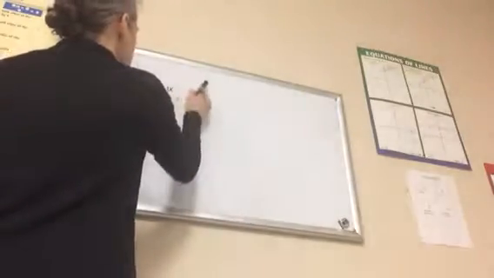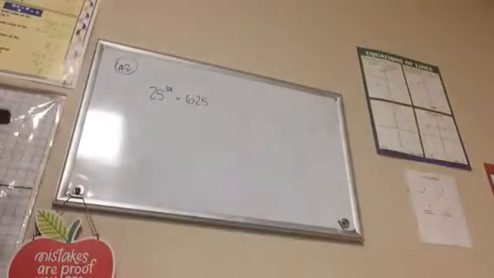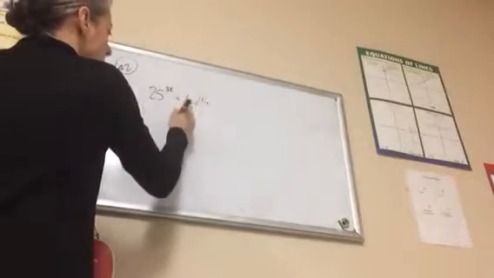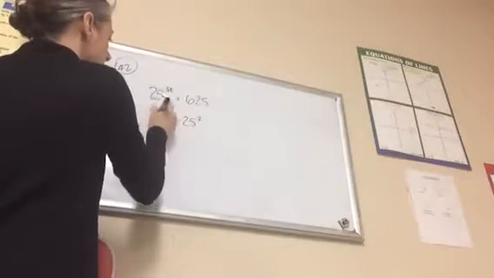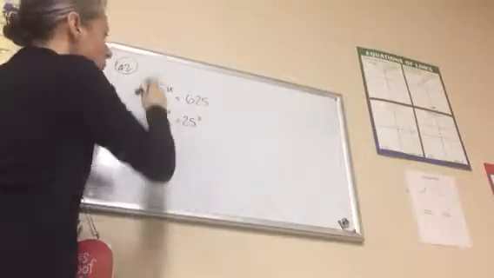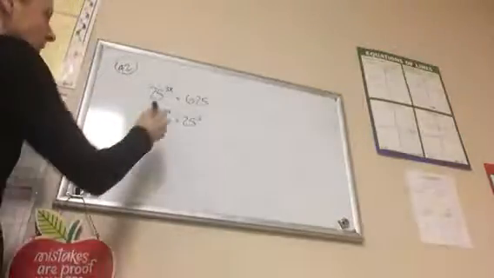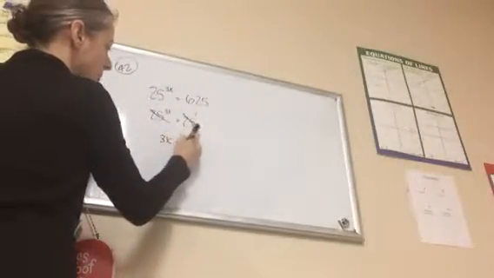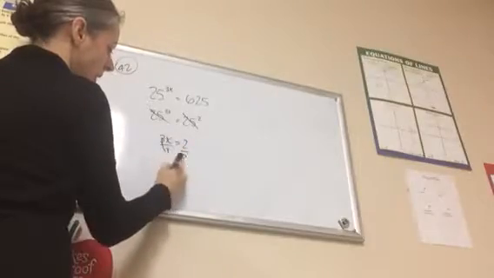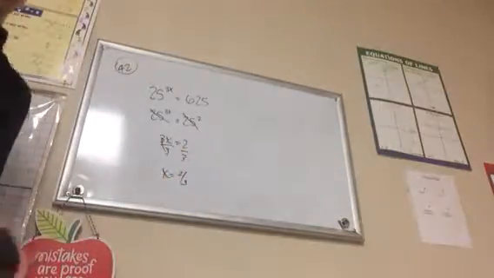And problem 42, which was our final problem in this lesson. 25 to the 3x power equals 625. 625 happens to be 25 squared. If we didn't know that, though, we definitely could break it down to a base of 5. When these cancel, we have 3x equals 2, and x equals 2/3.